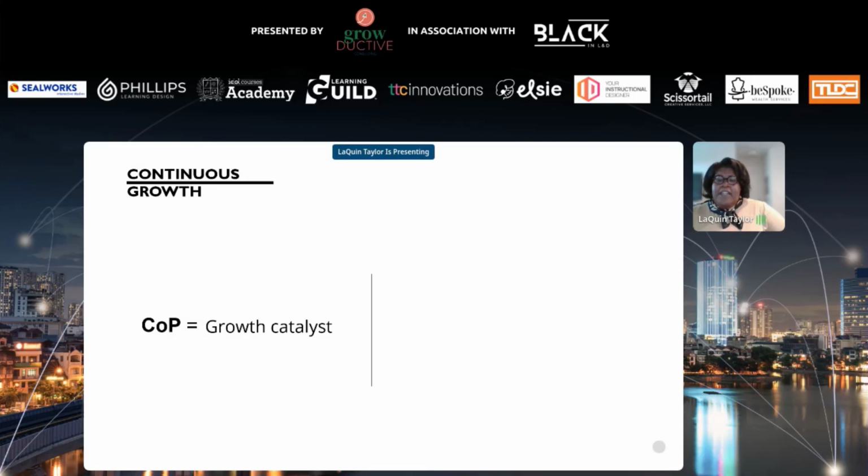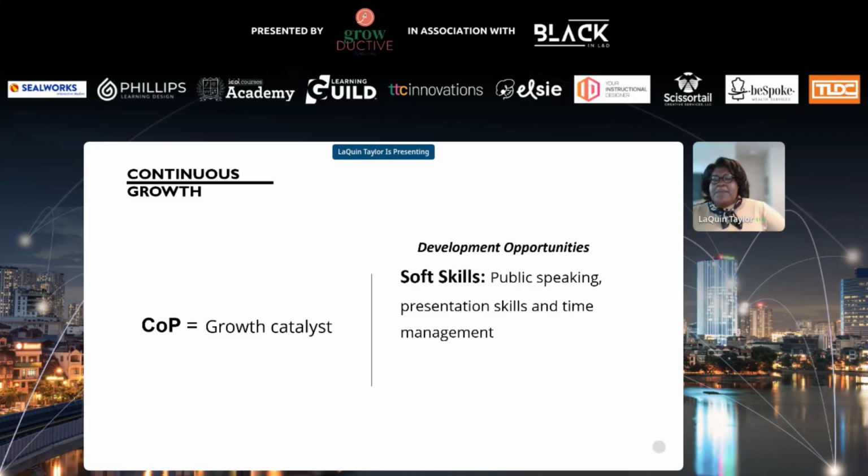Now, some of the development opportunities that we'll see as a result of COPs are soft skills, such as public speaking and presentation skills. Because we are focusing on organizing social learning, we want to make sure we're creating structured opportunities for members in your COP to speak and present to the group. And this may even yield larger opportunities to present to the business or at conferences and events.